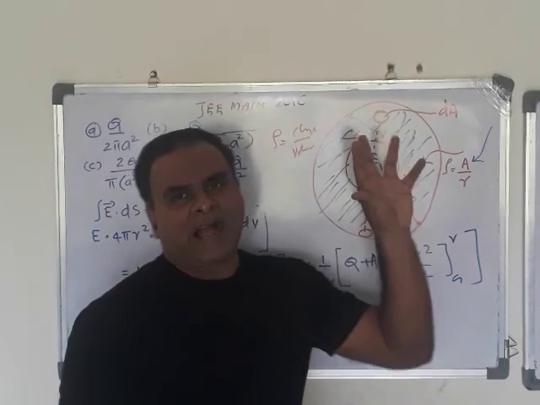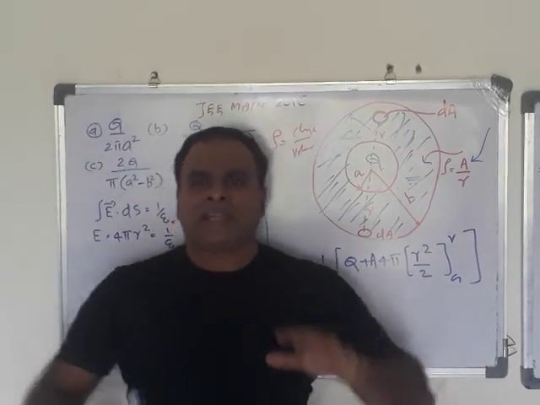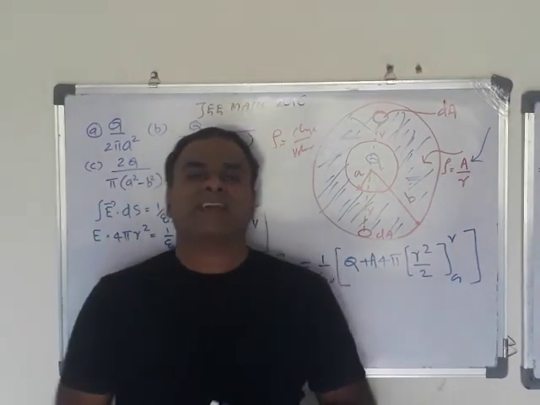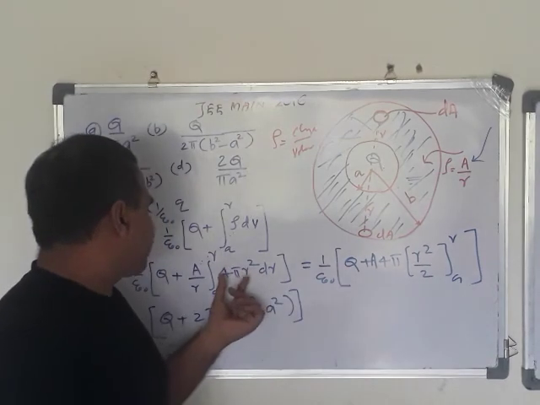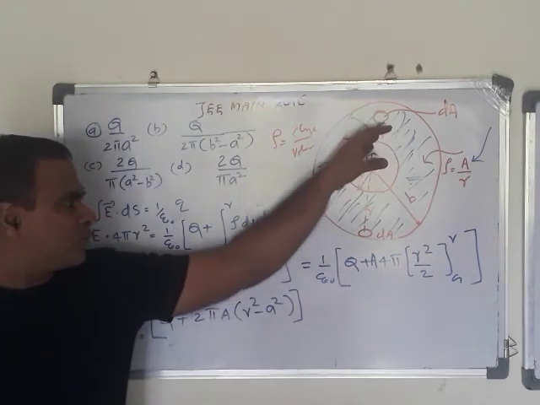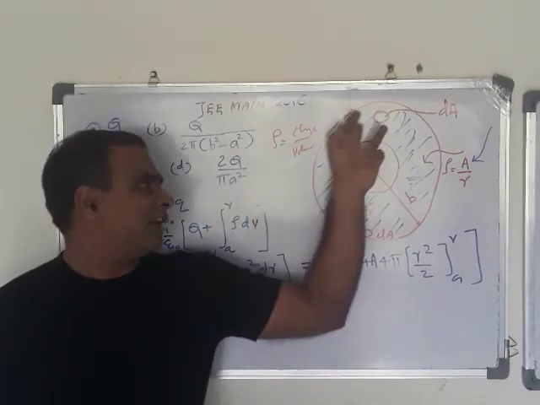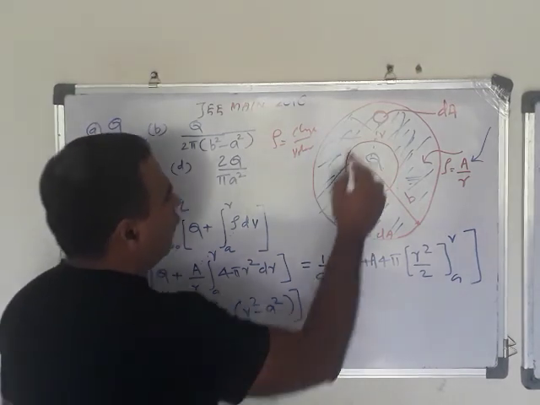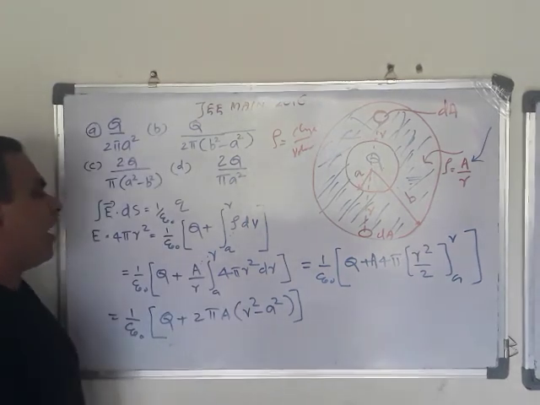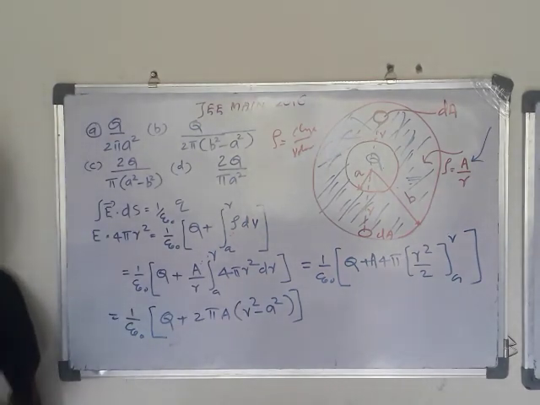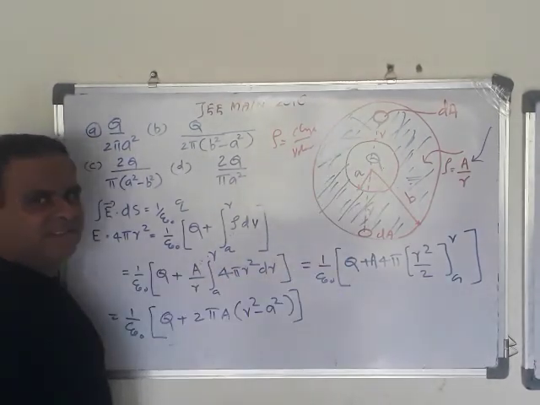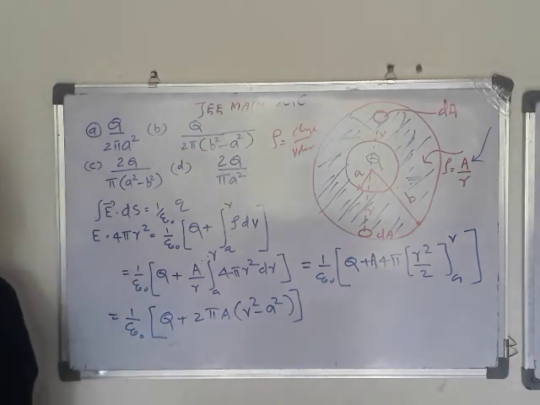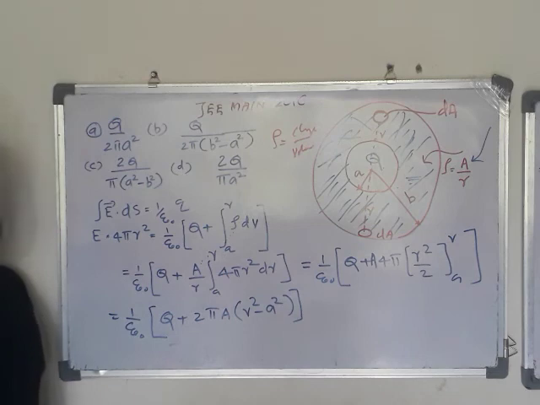So what should be the small volume dV? We can take it as the surface area into the small thickness dr. So dV should be 4 pi r square into dr. That is the volume: the total surface area into the thickness. The total surface area you have to consider should be like a Gaussian surface enclosing that, considering the total area. So 4 pi r square, the total surface area, into small thickness gives the volume dV.